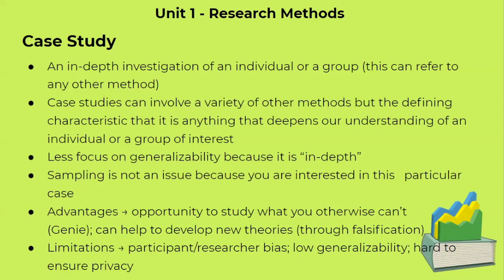And lastly, it's really hard to ensure privacy, because Jeannie is the only one in the study. And if you're going to mention her, you might give her a pseudonym. But it's very hard to ensure privacy because there's not a large mass of people distributing the significance of the data. It's only one person, and one person is the source of the data. So it's hard to hide the person's identity.